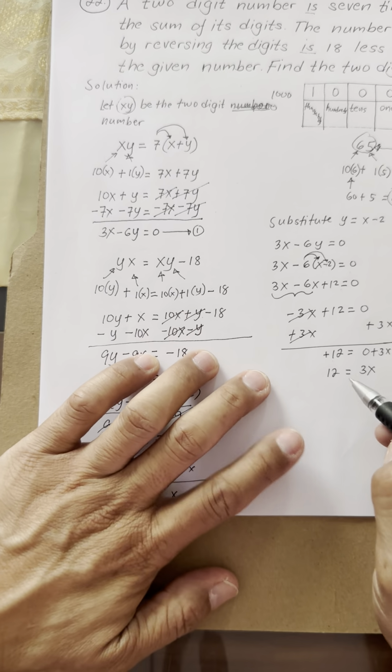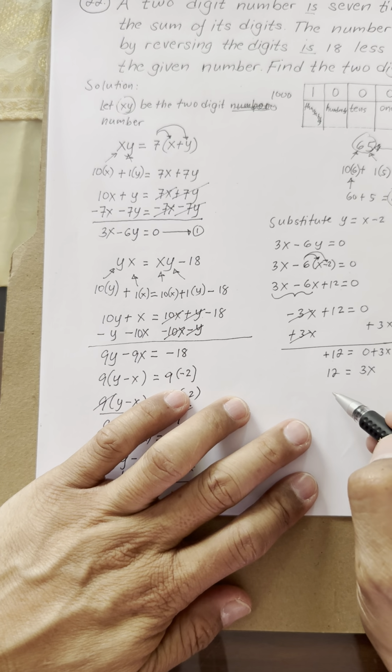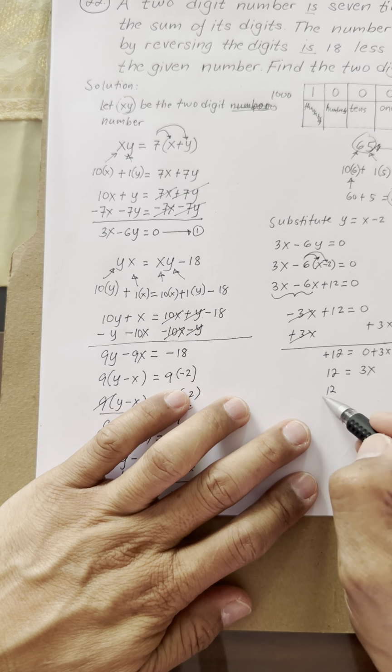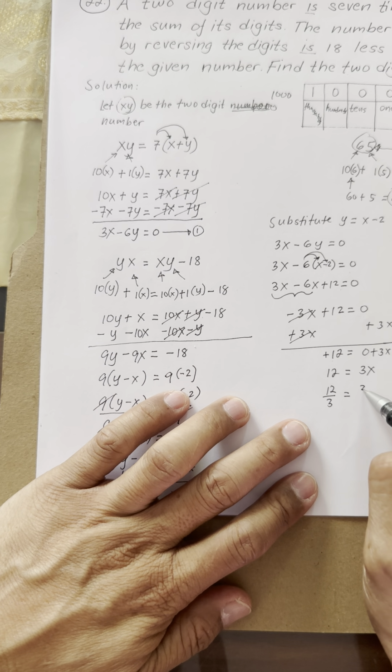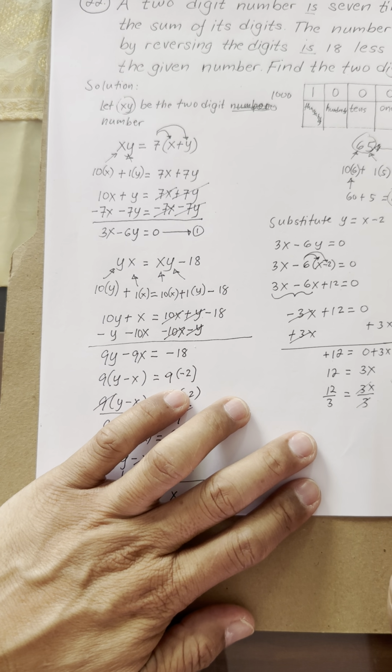So to solve for x, we can divide both sides by 3. So 3x divided by 3, the 3 at the numerator cancels out with the 3 at the denominator, leaving x on the right side, and 12 divided by 3 is equal to 4. So x is equal to 4.